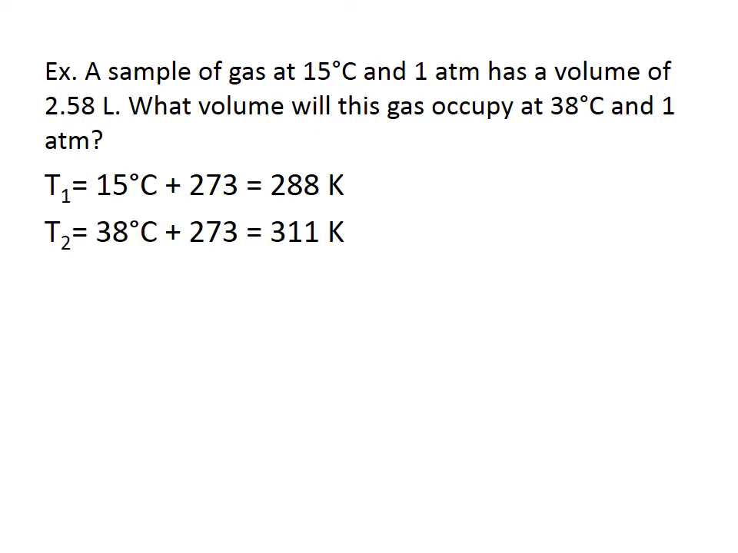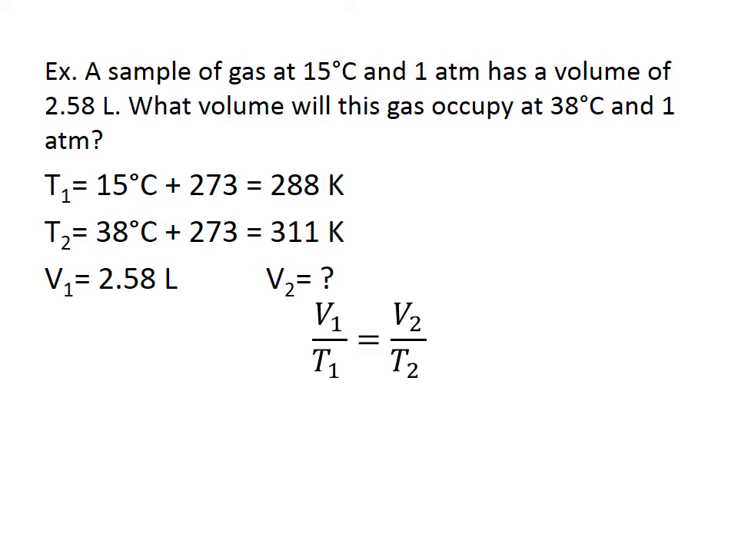T2 is 38 degrees Celsius. So add 273, we get 311 Kelvin. We're given V1, but we have to find V2. So we use our relationship, our equation. V1 over T1 is equal to V2 over T2. And that is the equation for Charles's law. So now we substitute our values into the equation. We substitute our V1. We substitute T1 and T2. We don't know V2, so we need to solve for V2.